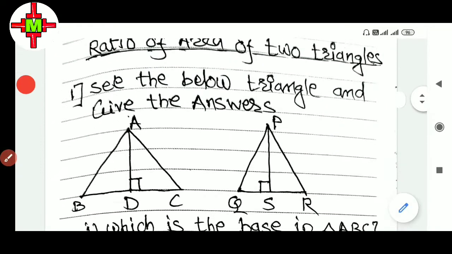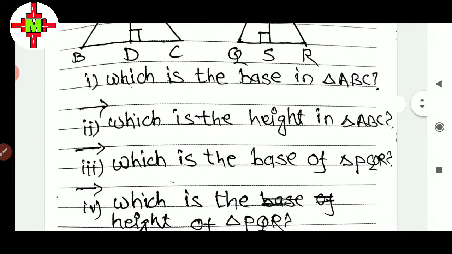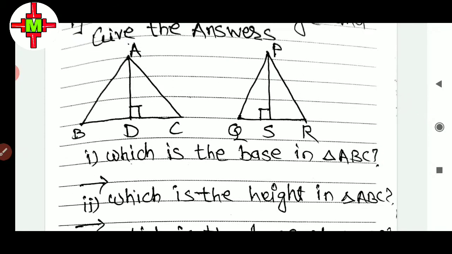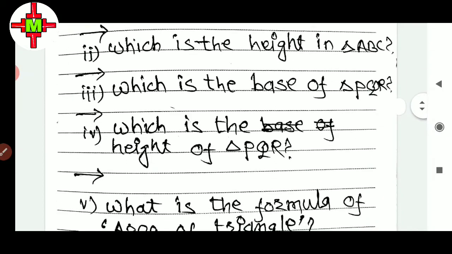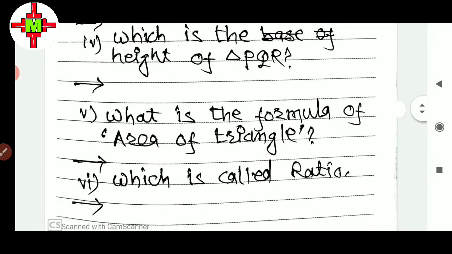Similarly, now for triangle PQR, question number 3 is, which is the base of triangle PQR? Seg QR is the base of triangle PQR. Which is the height of triangle PQR? Seg PS is the height of triangle PQR. And question number 5, what is the formula of area of triangle? You know that the formula of area of triangle, such type of triangles, is 1 by 2 into base into height.